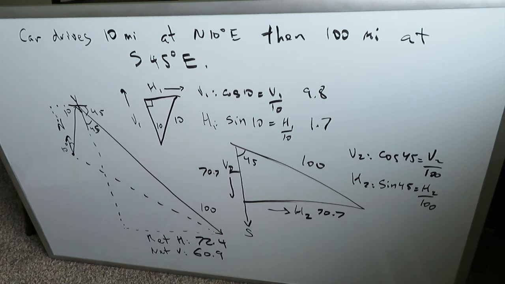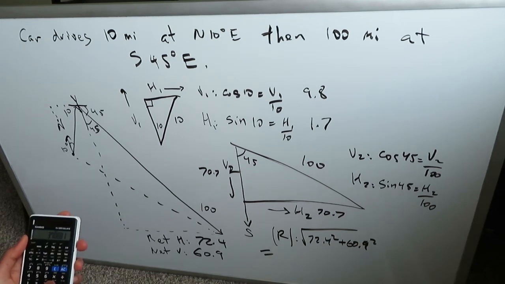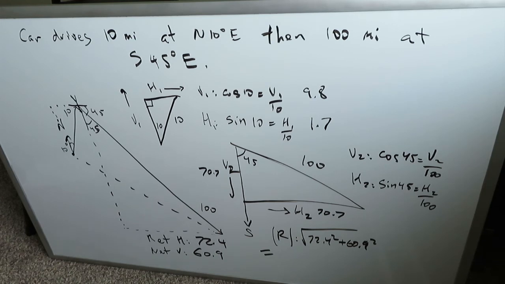60.9. Again, to determine the resultant, you can just use a simple formula: square these two individual numbers and add them. You can do 72.4 squared plus 60.9 squared and you will get your resultant. What will your resultant be? Let's calculate it. Your resultant will be 94.6.